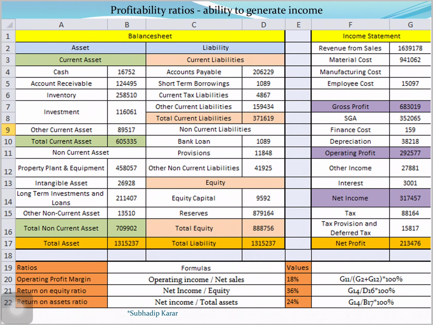The next set of ratios are called the profitability ratios. They measure a company's ability to generate income relative to revenue, balance sheet assets, operating cost and equity.